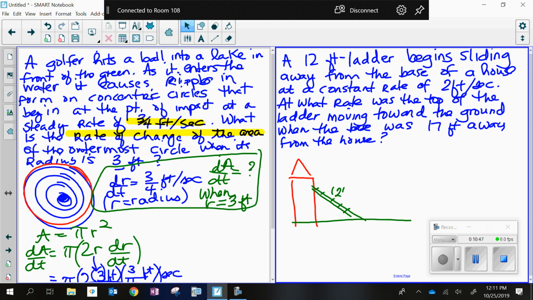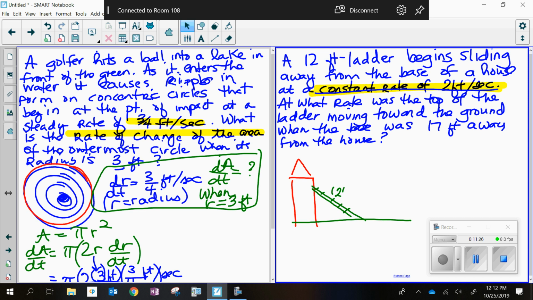So what else do we know? I see 2 feet per second. What's that? The growth of the base. Okay, so we have a constant rate of 2 feet. Now, what do you think? First of all, this is when you have to say, okay, I think there's something happening here. We need a variable. What do you want to call it?